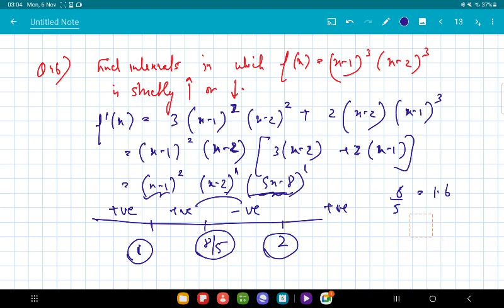8 by 5 is nothing but 1.6. That's what you have to calculate a little in your mind. This will be the final answer.